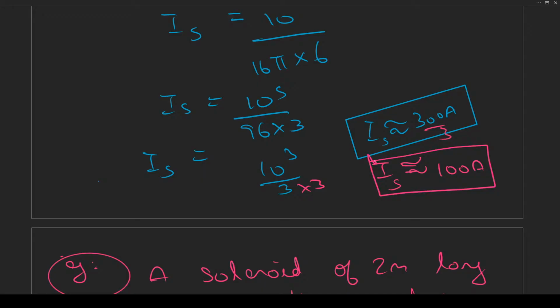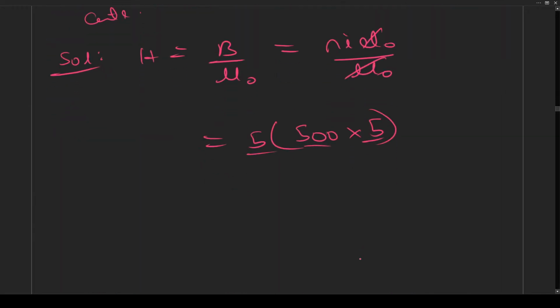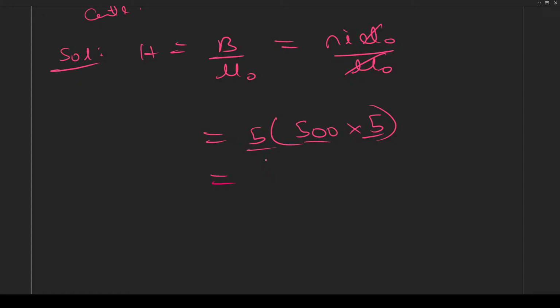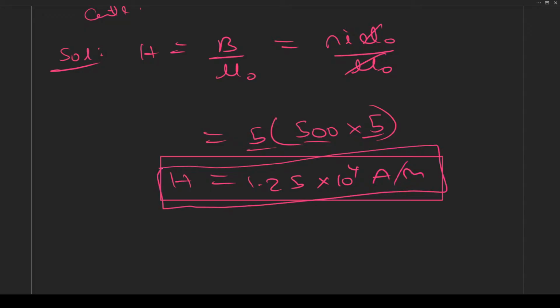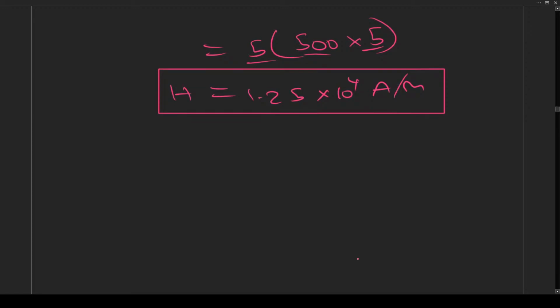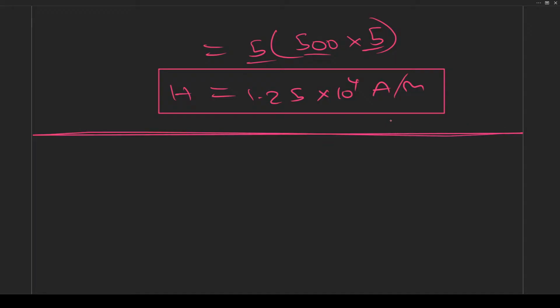Number of windings should be considered. I mean, layers of windings should be considered. So 5 times 500, which will get as 1.25 into 10 power 4. The H, this is magnetic intensity, which unit is ampere per meter. Now that is for that. Let's go to the next question.